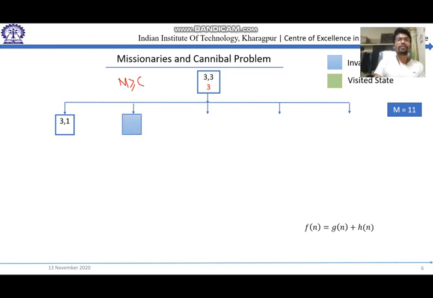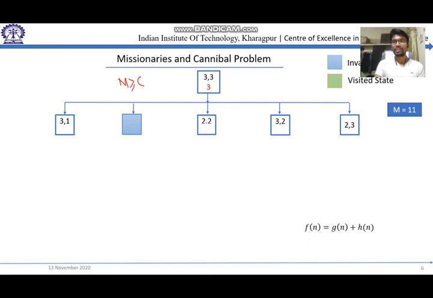where this 3 1 is the invalid state. Why is this the invalid state? Because it doesn't satisfy our... sorry, this is the valid state. Then this is the 1 3, which is the invalid state. Why? Because here it doesn't satisfy our constraint. The constraint is that this m has to be greater than or equal to c. So this doesn't satisfy our constraint, that's why it is given as the invalid state, and the invalid states are shown with the help of a blue square.